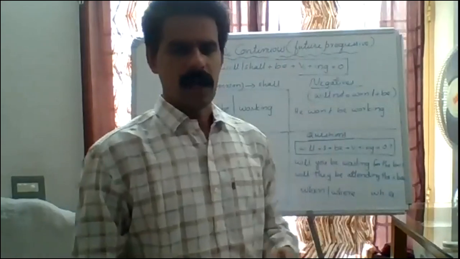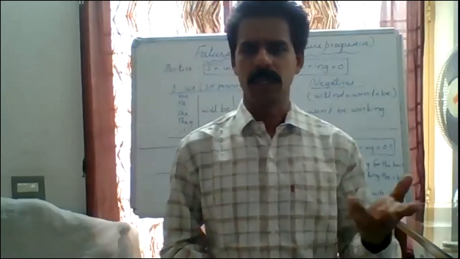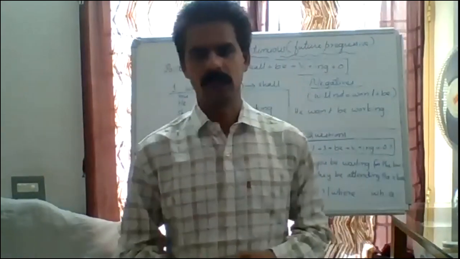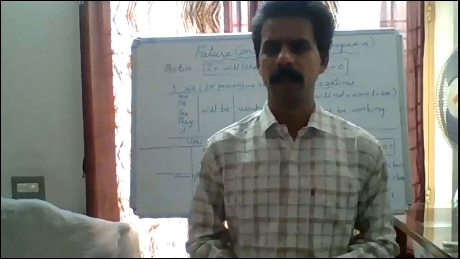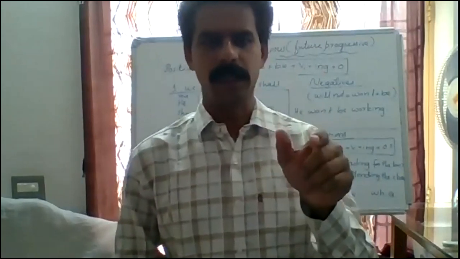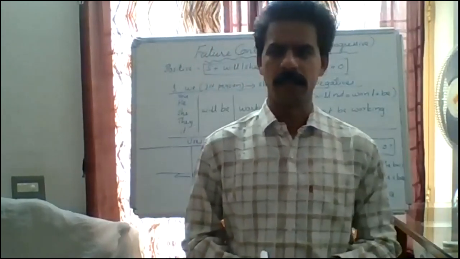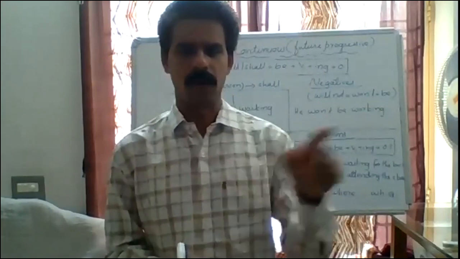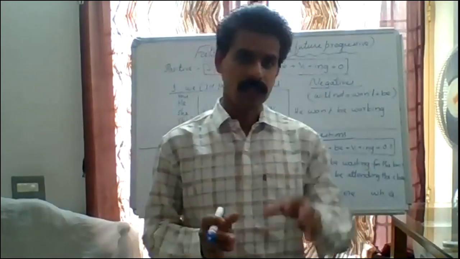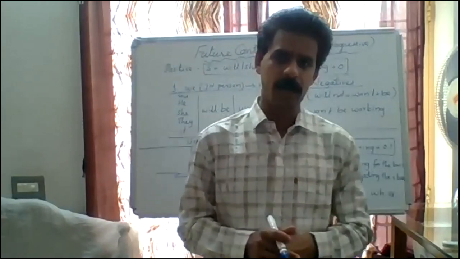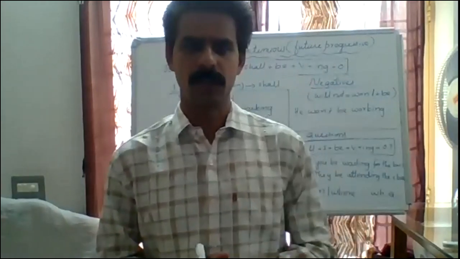So, many examples. We shall be working. We shall be working is a correct sentence, future continuous. They will be playing football. They will be playing football. This is the future continuous.